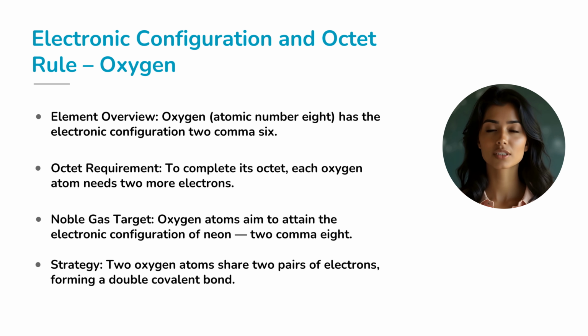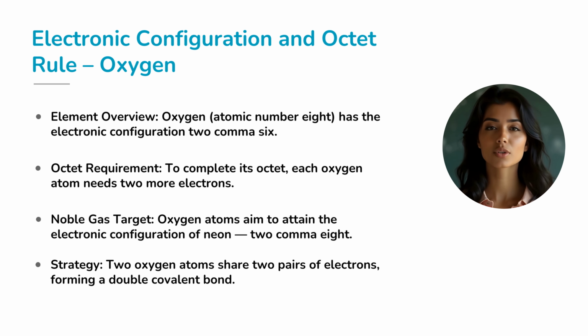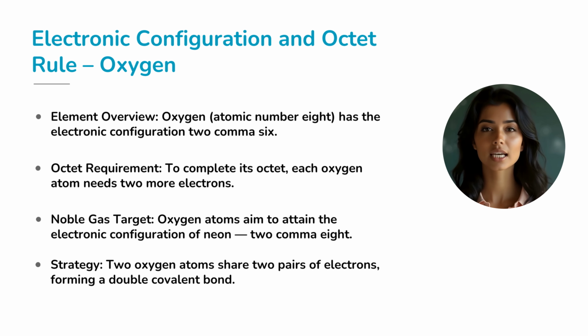So when 2 oxygen atoms approach each other, they share 2 unpaired electrons each. This leads to the formation of a double covalent bond where 2 pairs of electrons are shared between the atoms. This bond helps both oxygen atoms achieve the octet, mimicking neon's electronic configuration. We'll now look at the actual electron sharing process and how this molecule comes together.